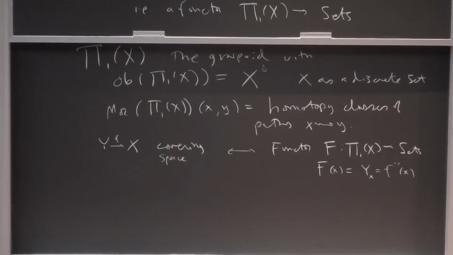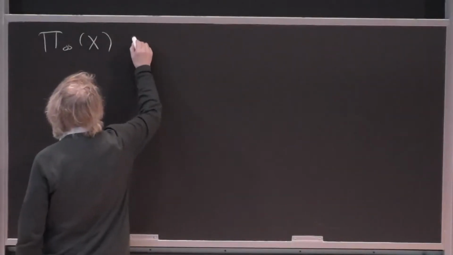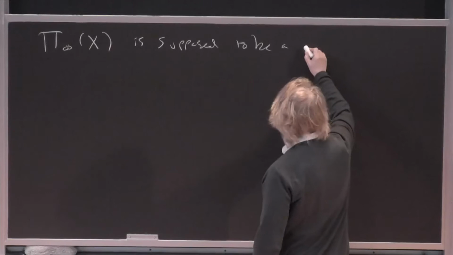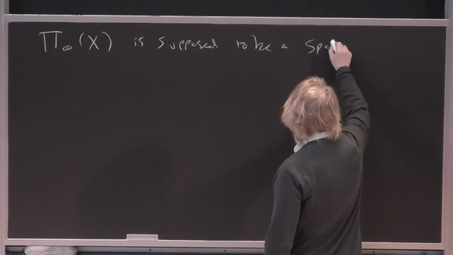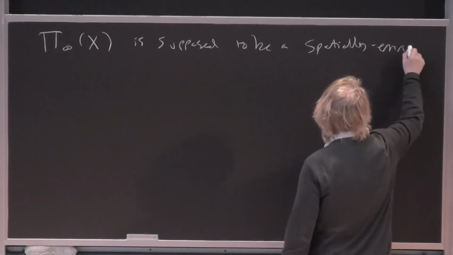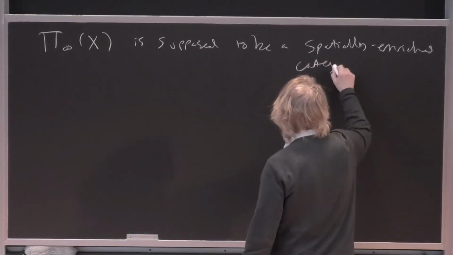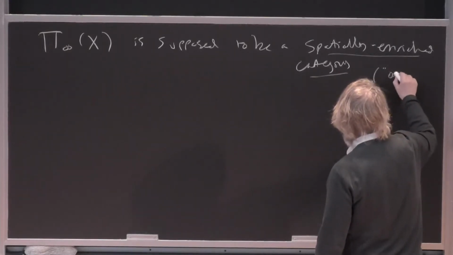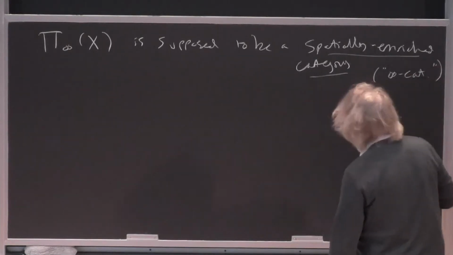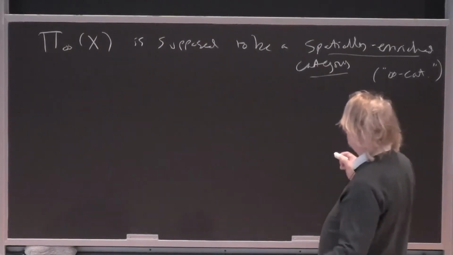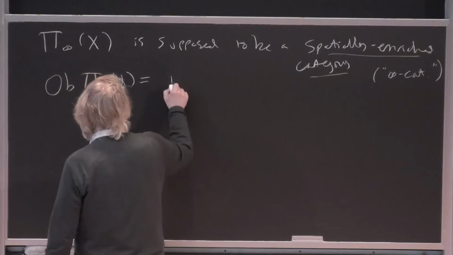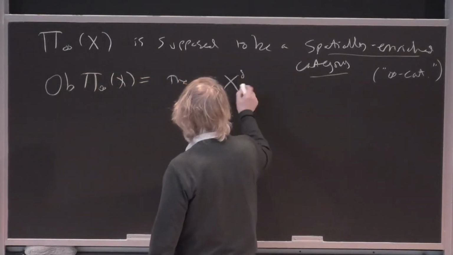So now we would like to soup this up to have a π∞ of X. So π∞ of X is supposed to be a category enriched over spaces, let's call it a spatially enriched category. And this concept of spatially enriched category is really what we mean by infinity category. Now, what does it mean to have a spatially enriched category? The objects are still going to be a set, still the set X delta, the discrete set of points of X.